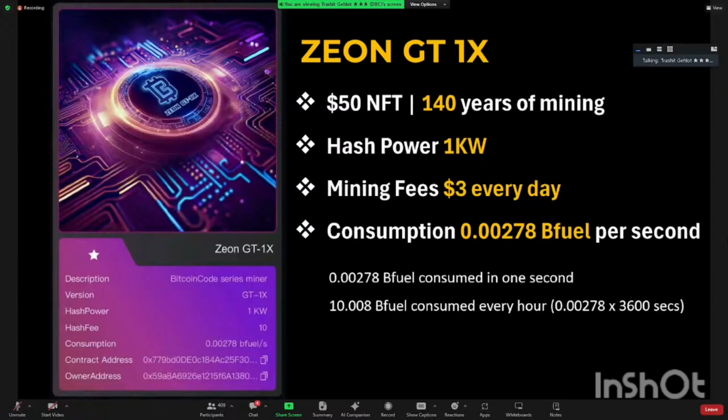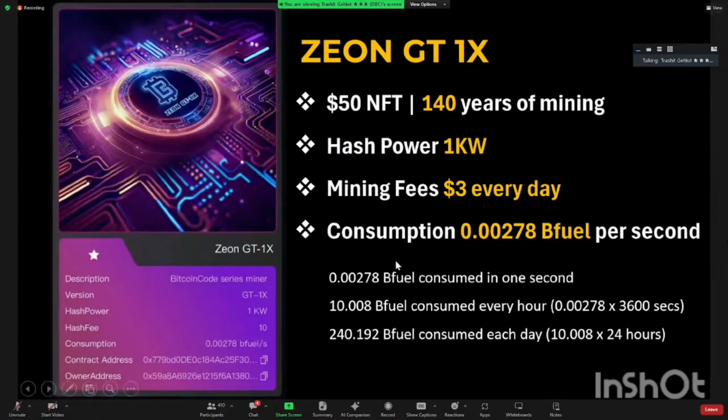3,600 multiplied by 0.00278 gives you the B fuel consumed every hour. That is 10 B fuel every hour, and in a day we have 24 hours. So 24 multiplied by 10 gives you 240 B fuel every day. This much B fuel will be consumed by this NFT, right?